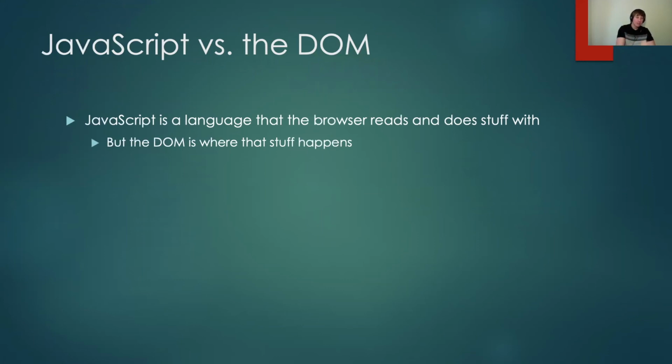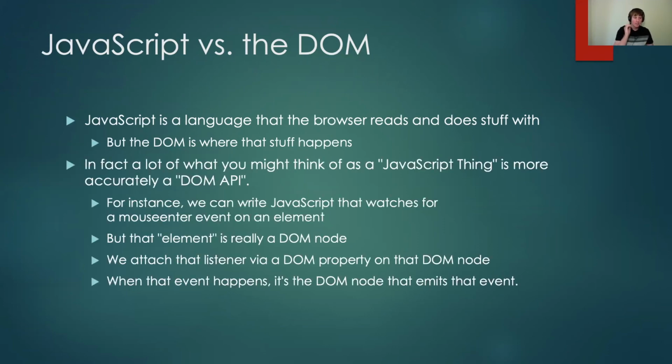Right now we're using JavaScript to access the DOM. I can use Python to access the DOM. I can use PHP to access the DOM. Any scripting language can access the DOM, but JavaScript is the default scripting language for the web that the browser reads and does stuff with, but the DOM is where that stuff happens. So what the heck is Professor Wergelis talking about? In fact, a lot of what you might think as a JavaScript thing is more accurately a DOM API thing.